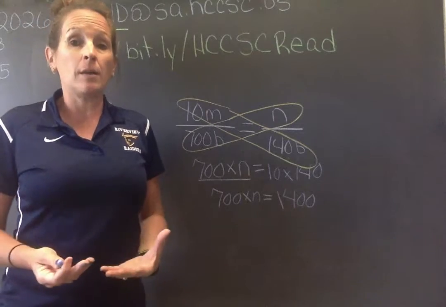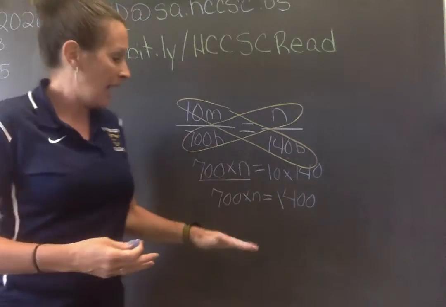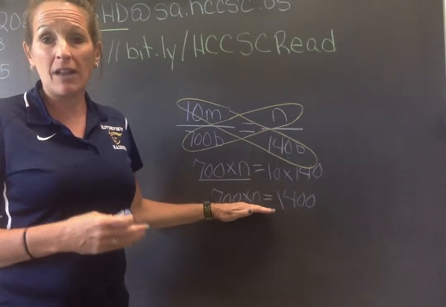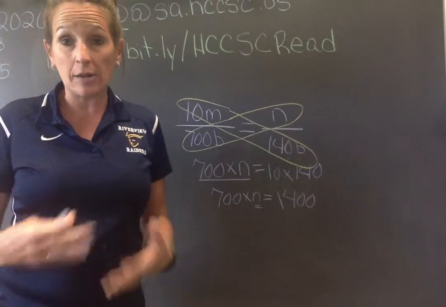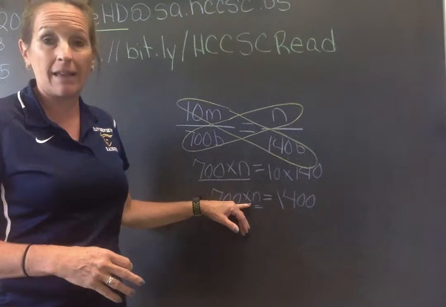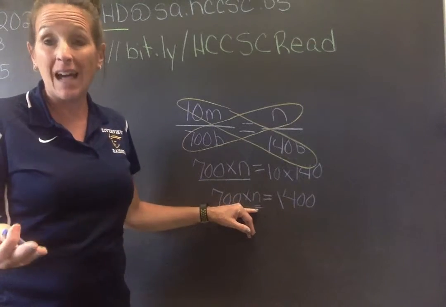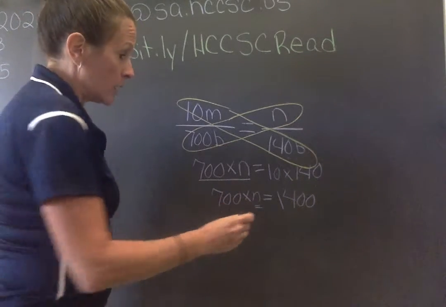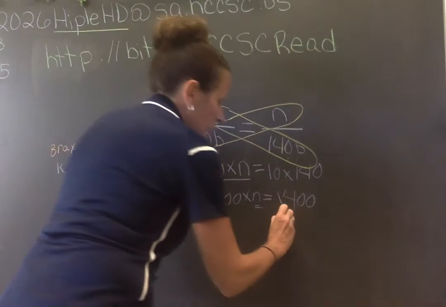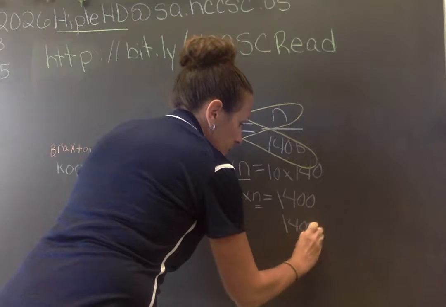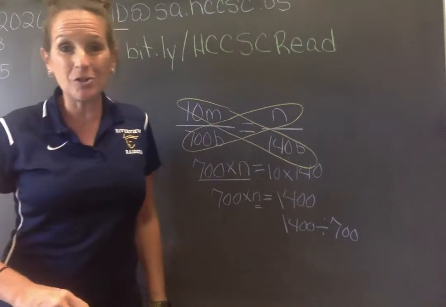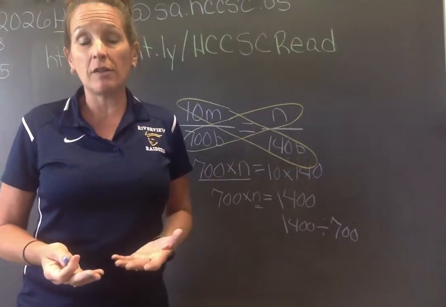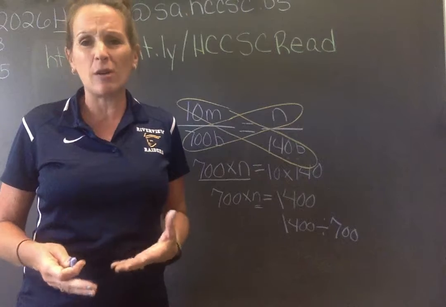I don't know what that number is, so you need to think back. How do I solve a problem like this? How can I figure out what this n equals? Well, it's division. You actually do the opposite. Instead of multiplying by 700, I divide by 700. So, what is 1,400 divided by 700? If you have to use a calculator to figure this out, it's okay.